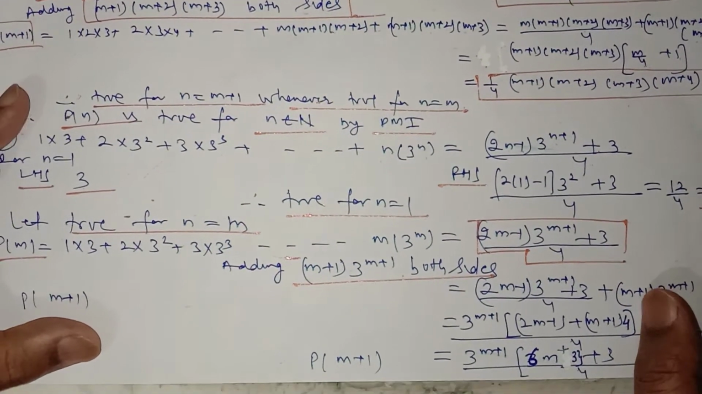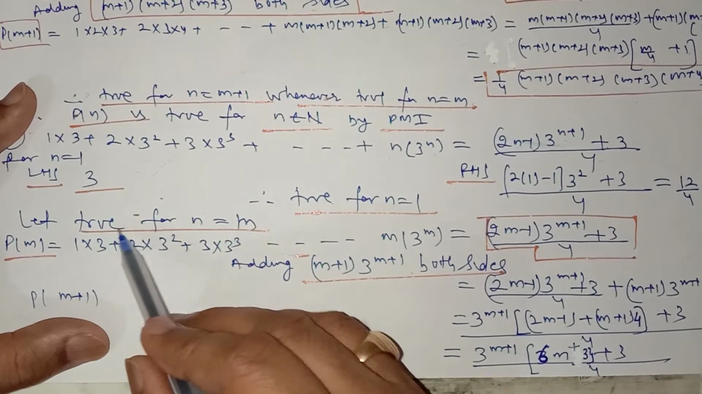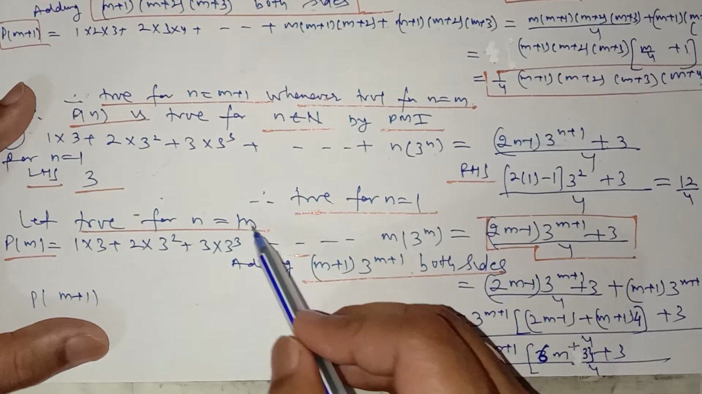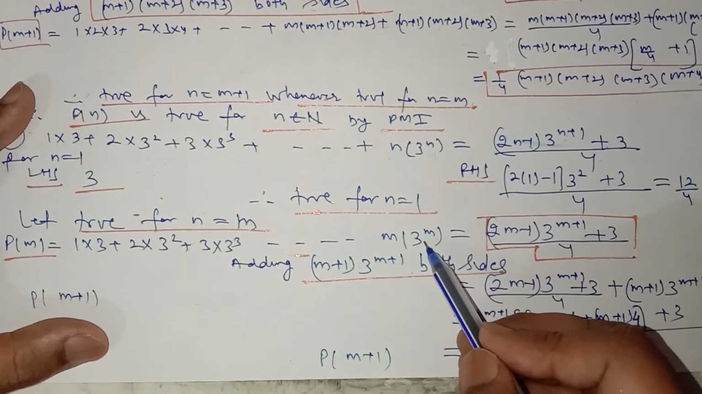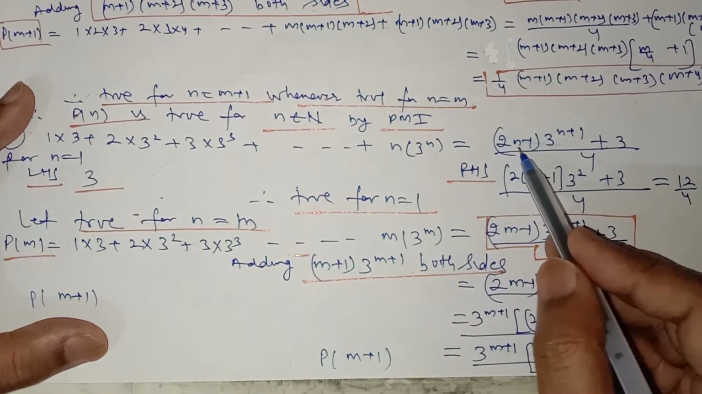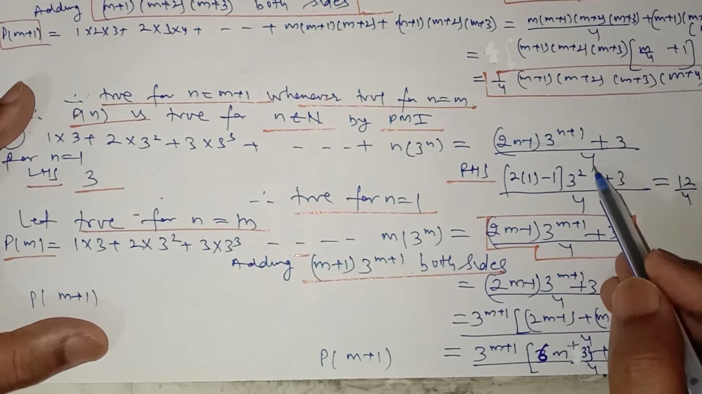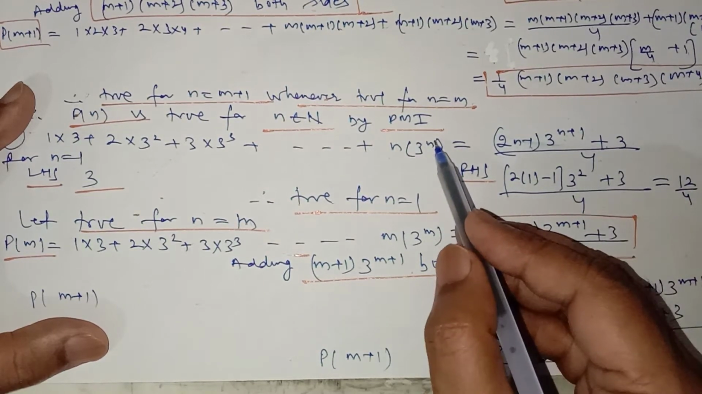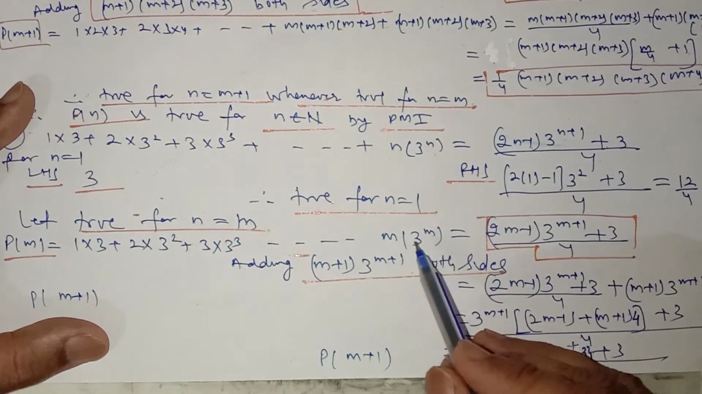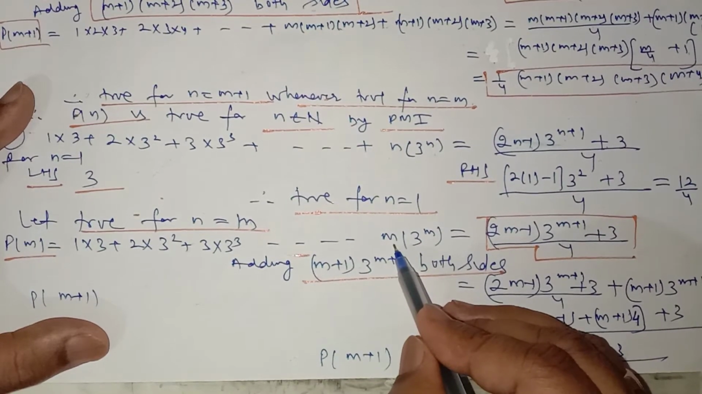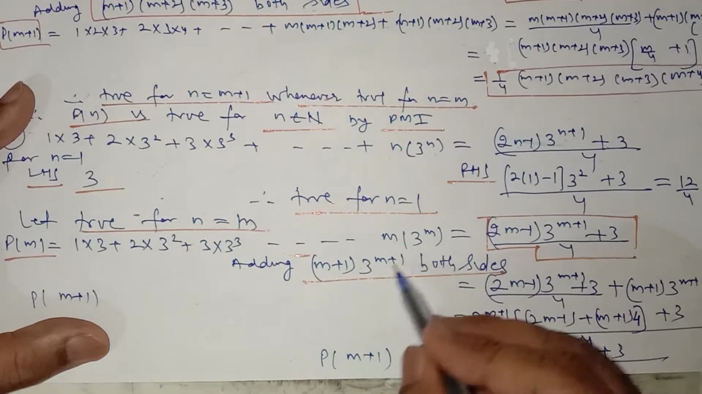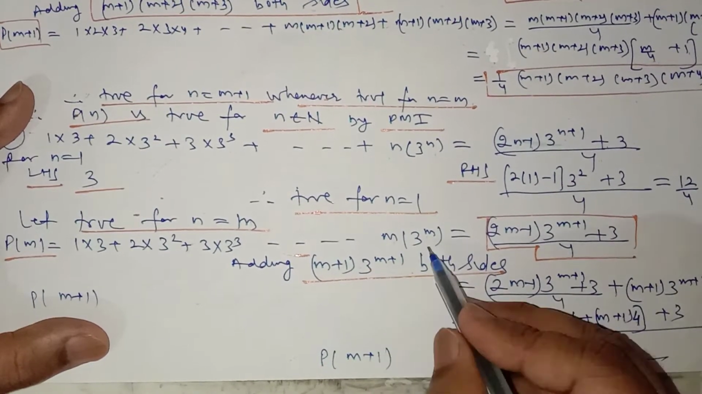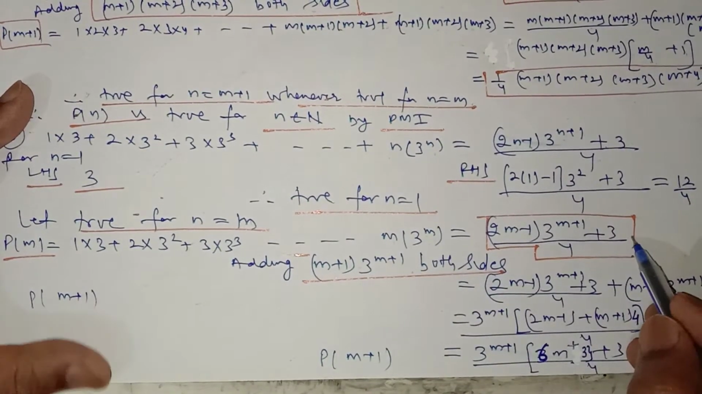As usual, we let that the statement is true for n is equal to m. So simply you have to replace n by m, that is m into 3 raised to power m in the left hand side. In the right hand side, (2m minus 1) 3 raised to power m plus 1, plus 3, upon 4. And you have to add the next term of this to both sides. So the next term of this will be m plus 1, 3 raised to power m plus 1. Adding this to the left hand side as well as in the right hand side.